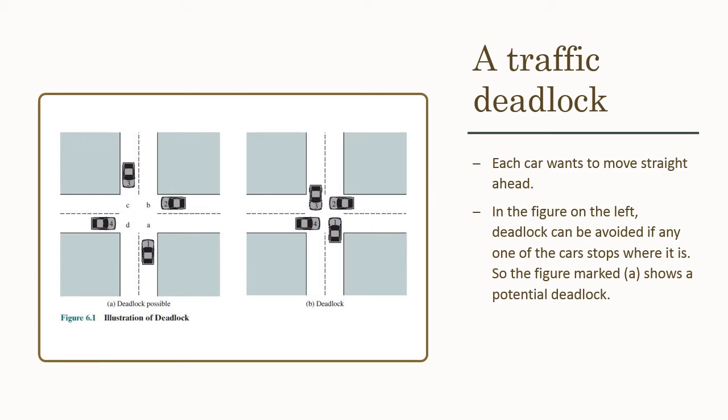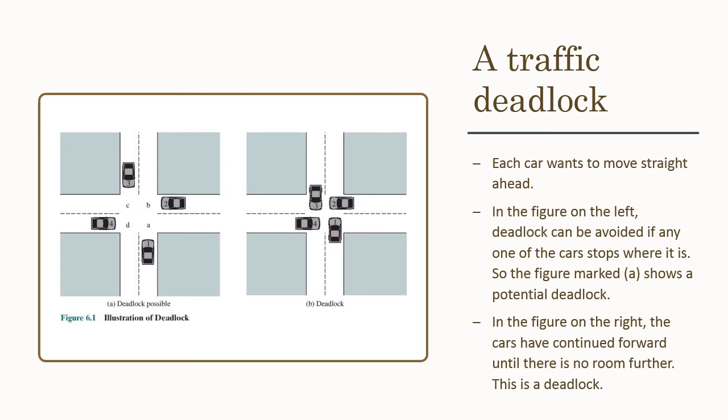Let us suppose that the car marked 2 stops where it is. So the rest of the cars can move, and after they have moved away from the intersection, then the car marked 2 can move straight ahead, and this will not be a deadlock. In the figure on the right, the cars have continued forward until there is no room further. This is a deadlock.